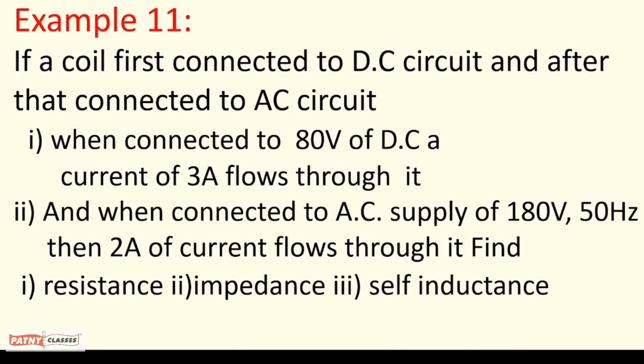Example 11. A coil is first connected to a DC circuit and after that connected to an AC circuit. When connected to 80 volts of DC, a current of 3 ampere flows through it, and when connected to an AC supply of 180 volt 50 Hz, then 2 amperes of current flows through it. Find resistance, impedance and self-inductance of the coil.